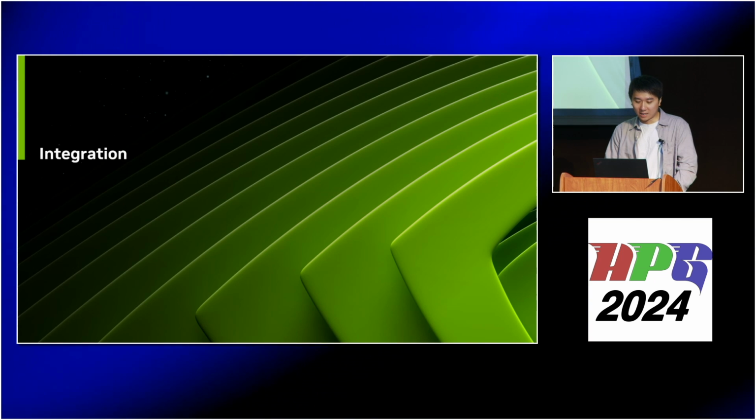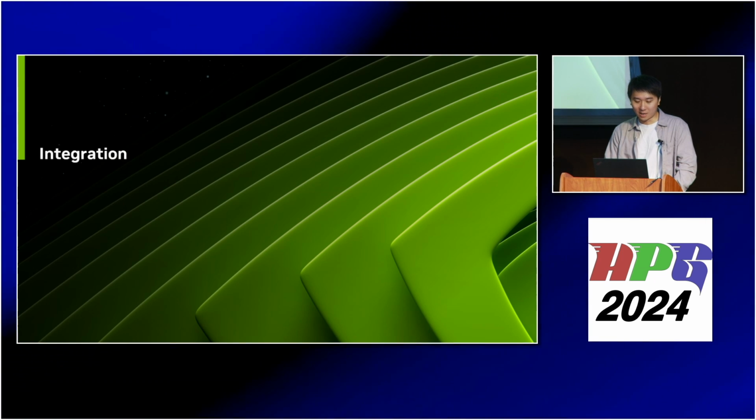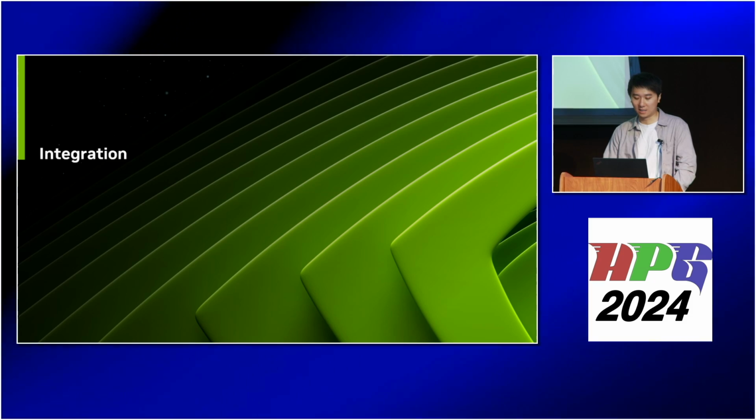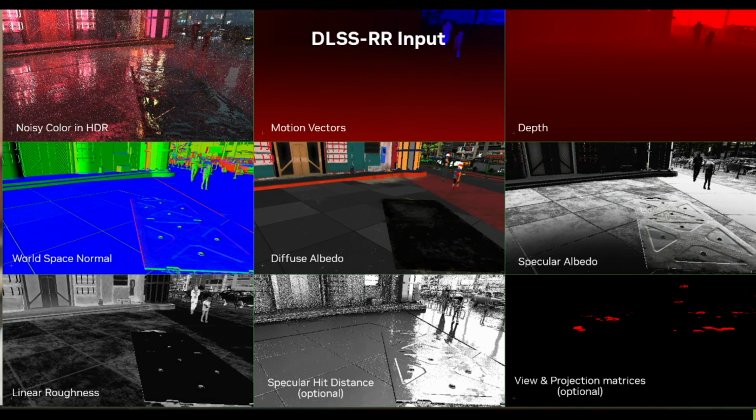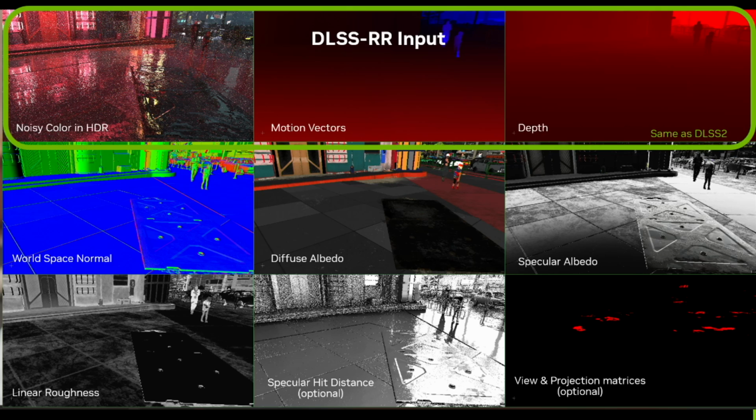All right, I'll conclude with some high-level facts about how to integrate Ray Reconstruction. These are the input buffers that Ray Reconstruction takes. If your app or engine already supports DLSS Super Resolution, then the first three buffers are actually the same. It's just the input color buffer, the motion vectors, and the depth. Also, of course, there's the viewport jitter, which is not a buffer, but you have to pass it in, and Ray Reconstruction needs that too. And all the other geometry buffers down there are the new ones required by Ray Reconstruction.